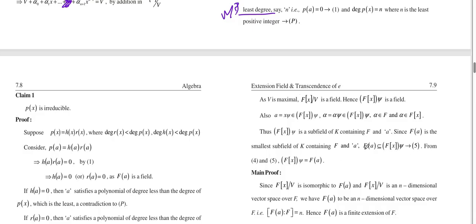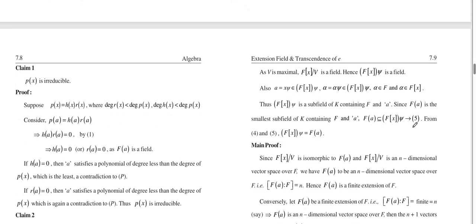Now from 4 and 5, you have F[x]psi is F(A). So F(A) is contained in the image of F[x] under psi. The reason is psi is a mapping between F[x] and F(A). So this is contained in that F[x]psi. F[x]psi contained in F(A) is very obvious. But what we have stated here is F(A) is contained in this. That is because F[x]psi is a field, and F(A) is also a field.